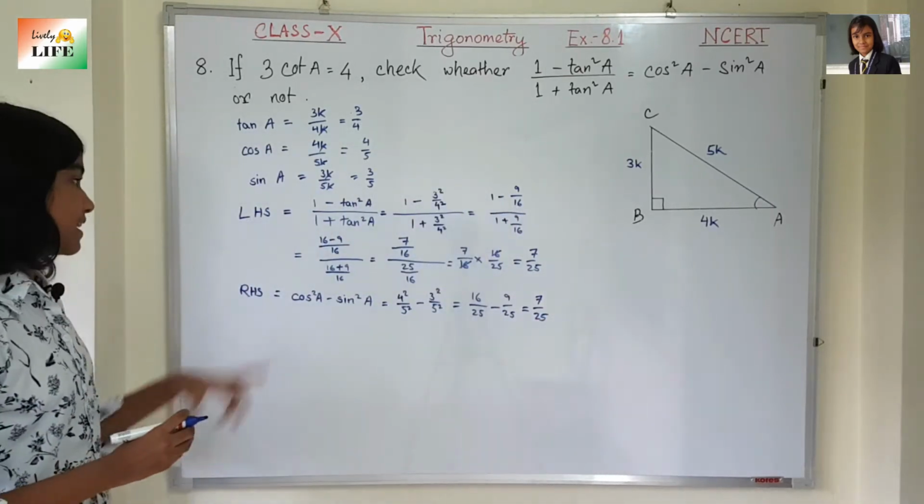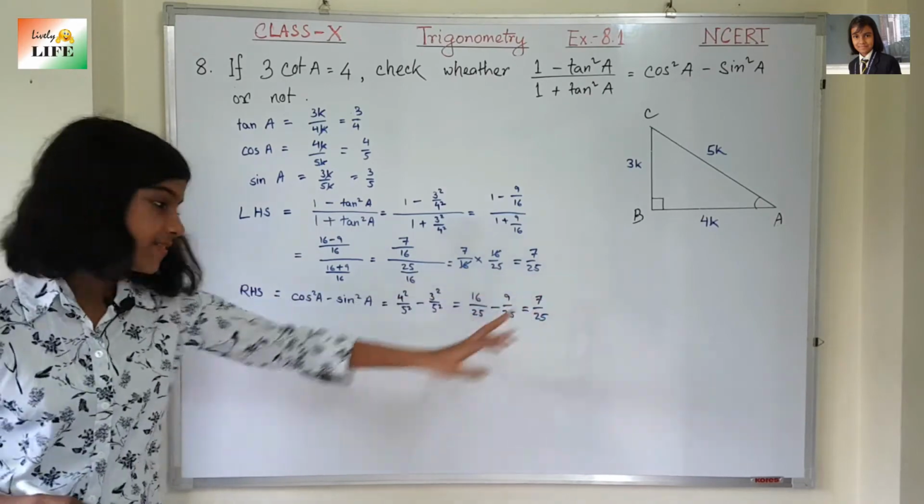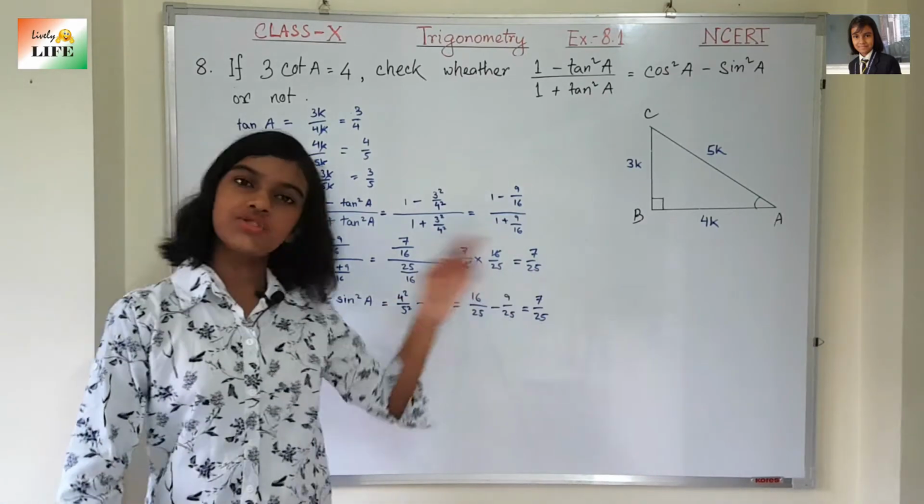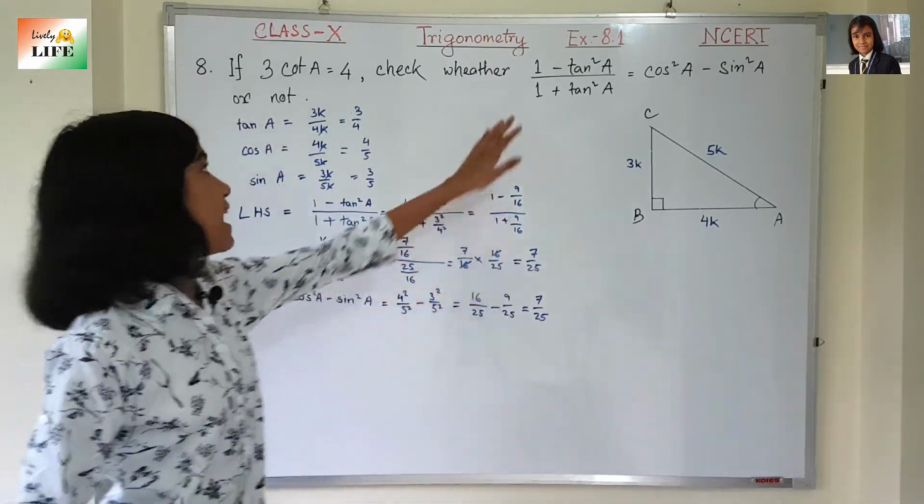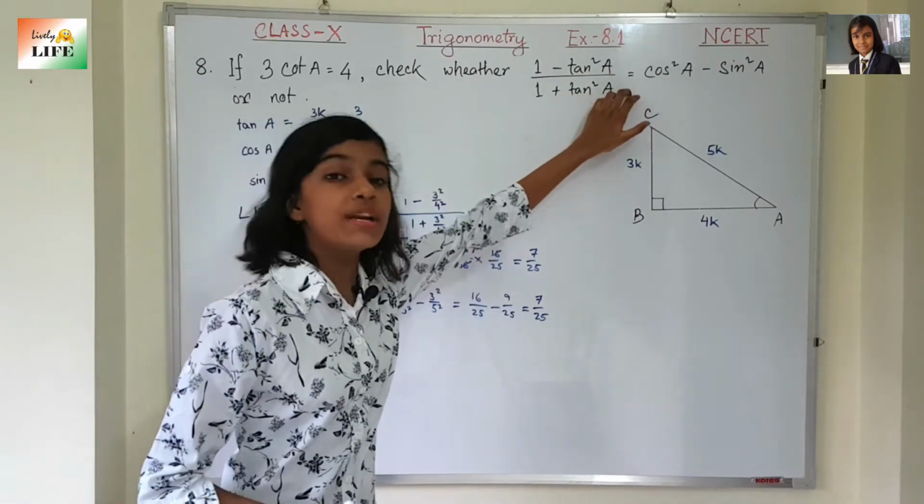So now we can see that LHS is equal to 7 by 25 and RHS is also equal to 7 by 25. It means that both are equal. This one is right.